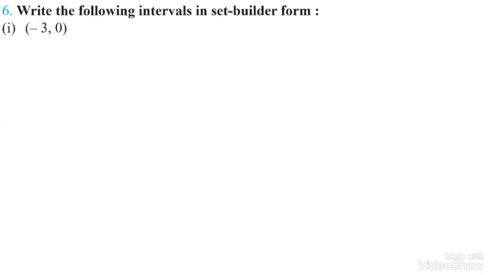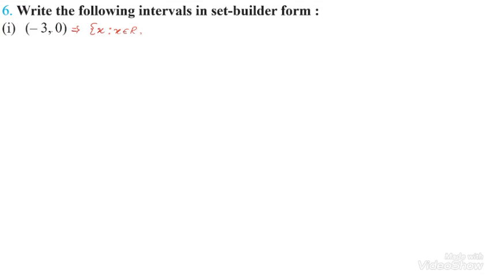Write the following intervals in set builder form. They have given the intervals, and based on the intervals, we have to write the set builder form. In general, in set builder form, first we have to write the bracket, x be an element such that x belongs to real number. This is the general form.